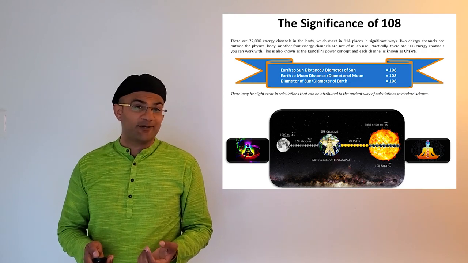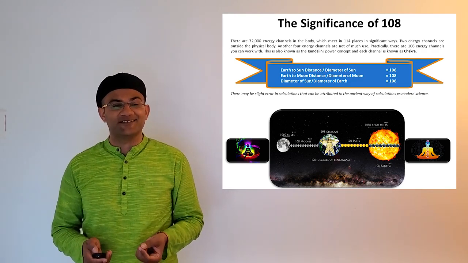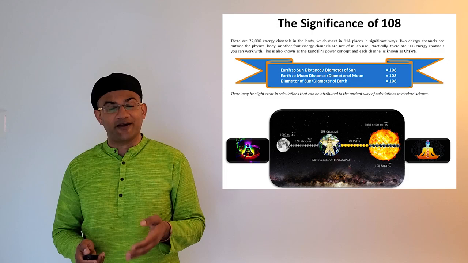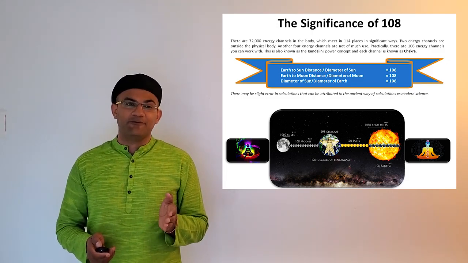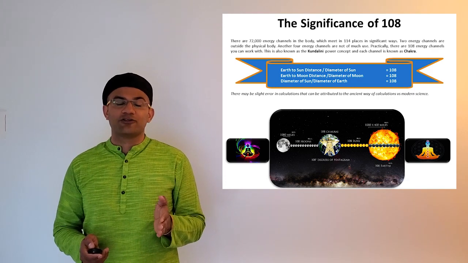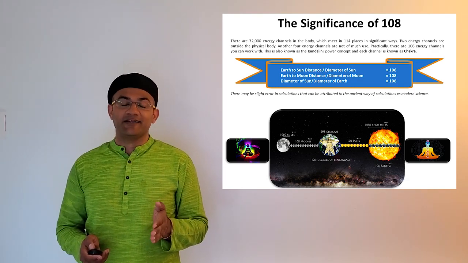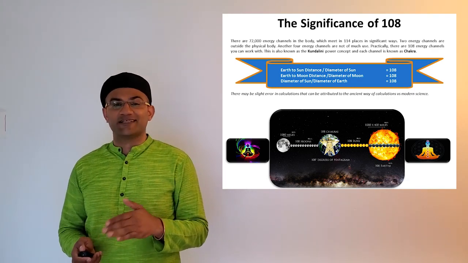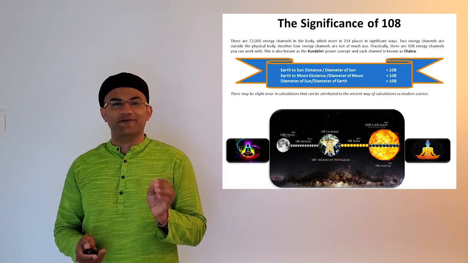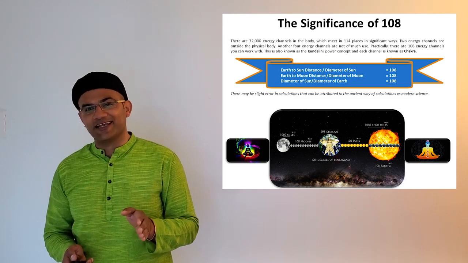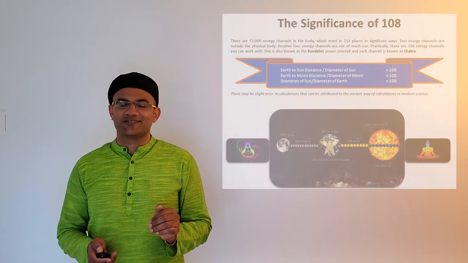For example, you can Google it as well: the earth to sun distance divided by the diameter of the sun is 108. If you take the distance of earth to moon and divide it by the diameter of the moon, that's 108. And if you take the diameter of the sun and divide that by the diameter of the earth, that's also 108. And then we have 108 Upanishads.